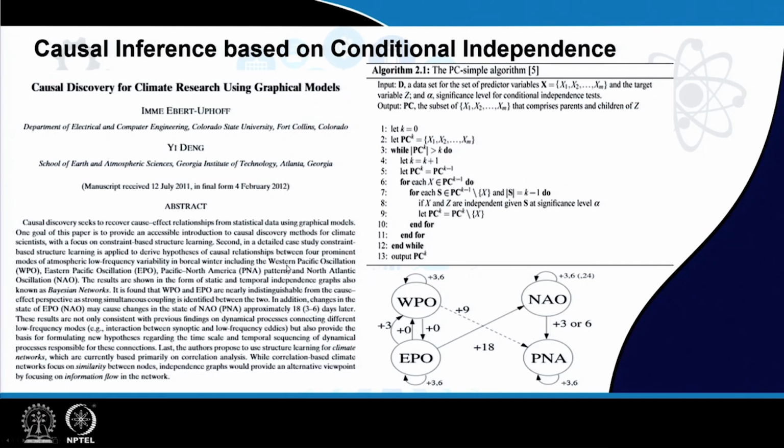First of all, the WPO or West Pacific Oscillation, then East Pacific Oscillation or EPO, then the Pacific North America or PNA pattern, and the North Atlantic Oscillation NAO.